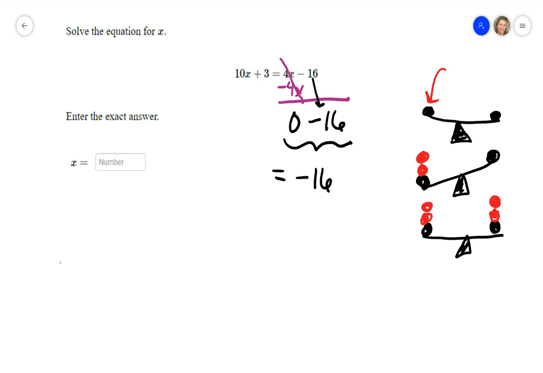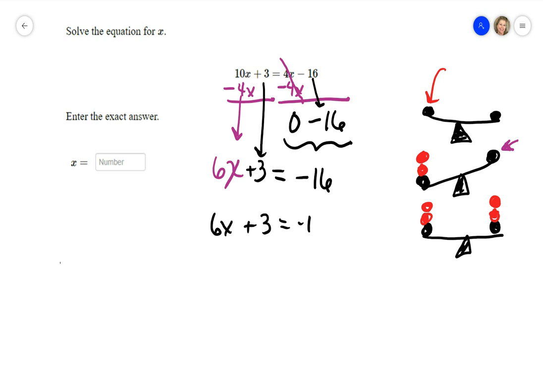And it doesn't matter, I can add things to both sides, or I could subtract things, which is what I did here. I actually subtracted 4x off of the right side. I removed weight from this side, which would still, my picture shows, tip in that direction. So whatever you do to one side, you have to do to the other side to keep it in balance. And 10x's take away 4x's would leave me with 6x's. And then you'd still have this plus 3. So at this point, I now have 6x plus 3 is equal to -16.